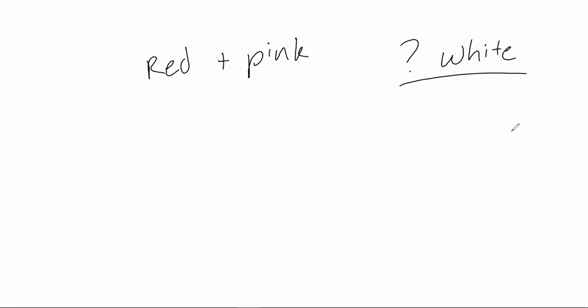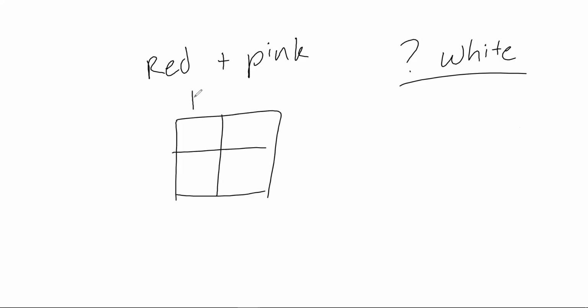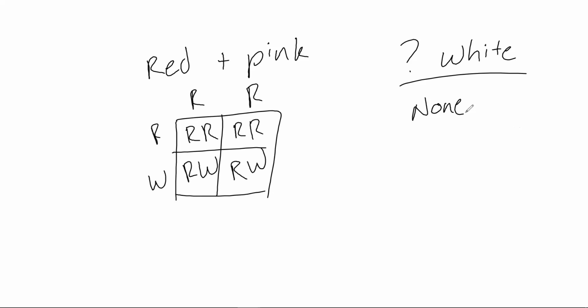All right, I'm failing is agreeing with Luis, who also says none. So let's draw this out. I've got my square. I know red has to be double red and pink has to be red and white. Filling this in real fast gives me none. Fairly simple. All right, that is codominance and incomplete dominance done.